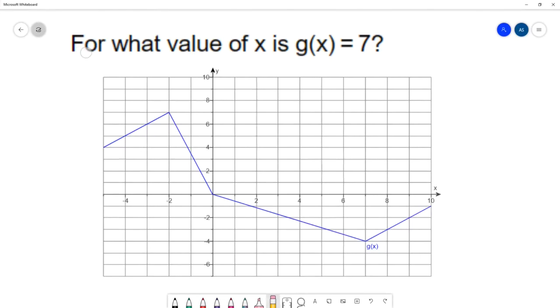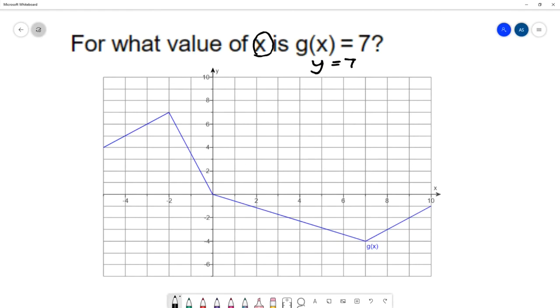For this example, it says, for what value of x is g of x equals 7? And we're given this function here that's labeled as g of x. So once again, this is another example where knowing what the notation means is really helpful. So g of x is the same thing as y. This is telling you that y equals 7, and we want to know the x.